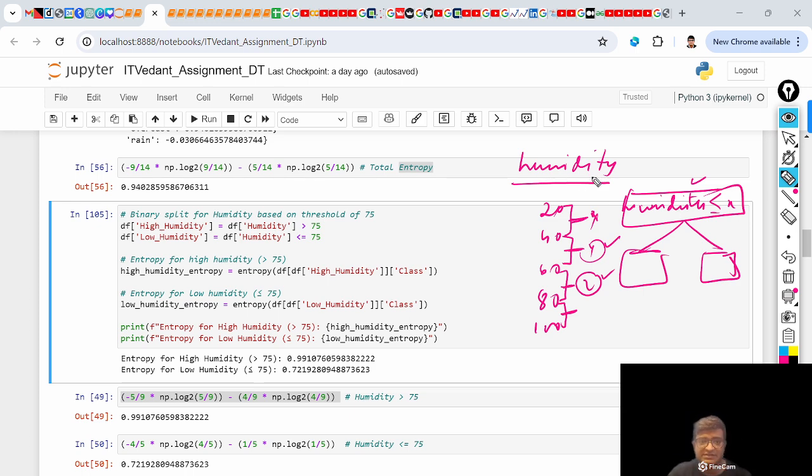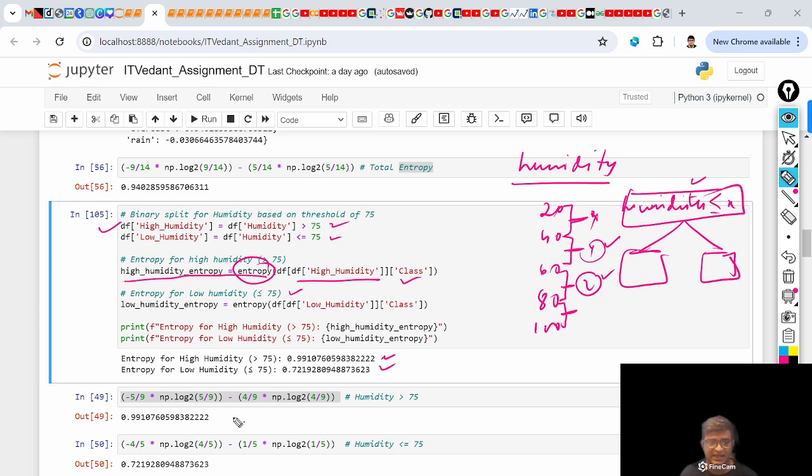is we are just bifurcating in a binary class. We are creating high humidity, which is anything more than 75, and low humidity. Okay. And then we are just calculating the entropy for these subclasses, passing the feature attribute. This is the target column. And similarly for this, and if you see, we'll get the entropy pretty high for both the cases.